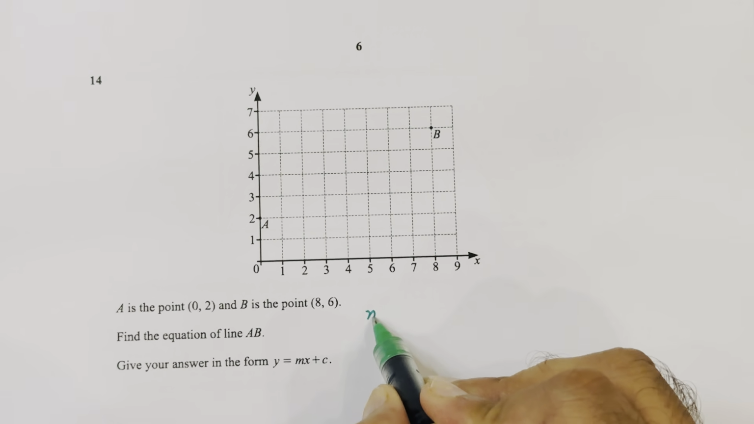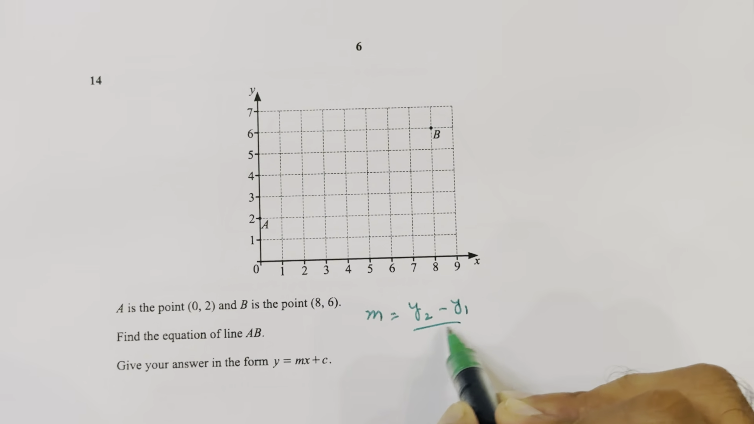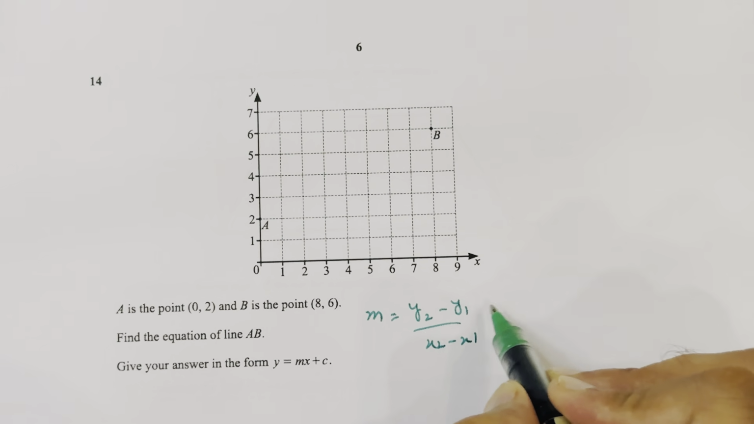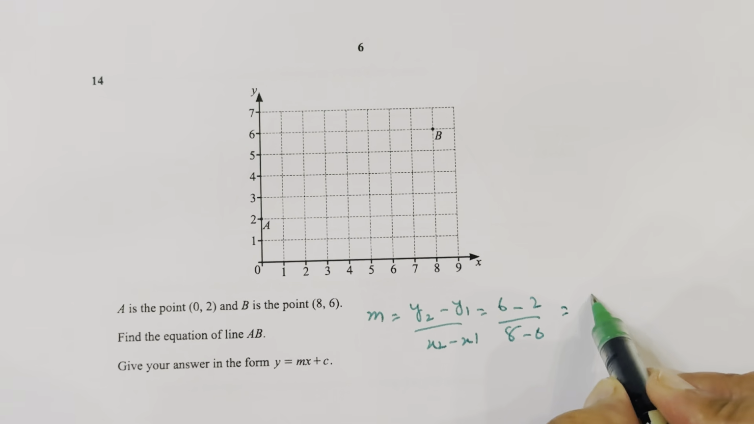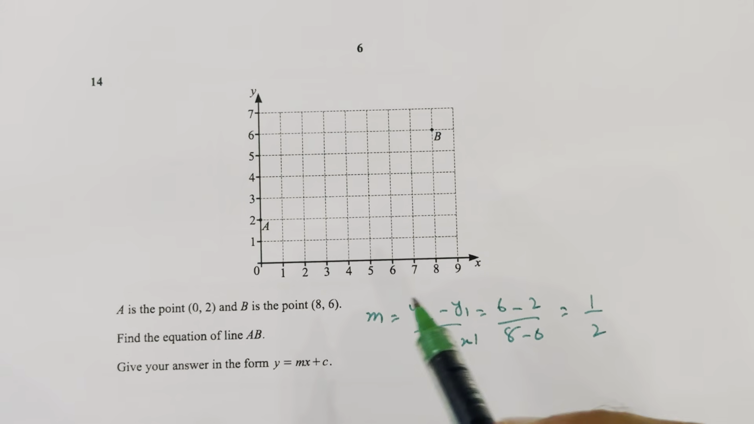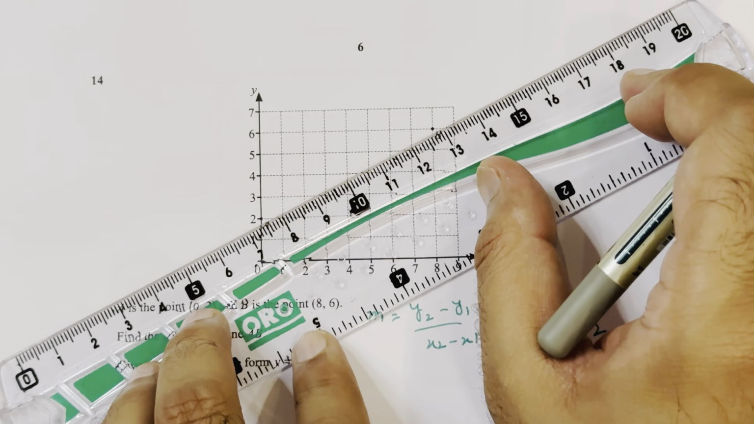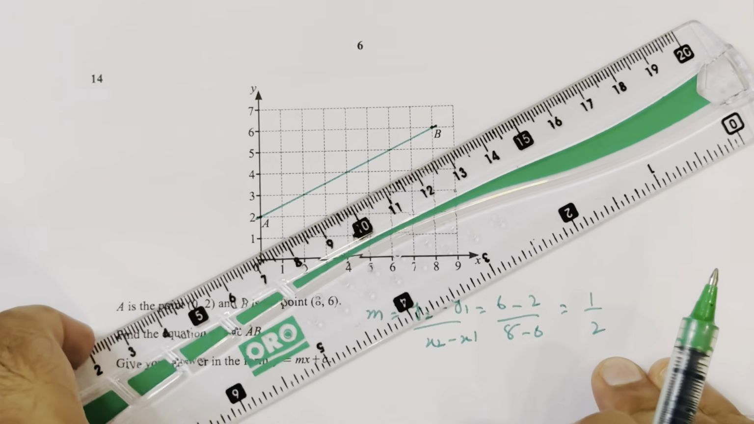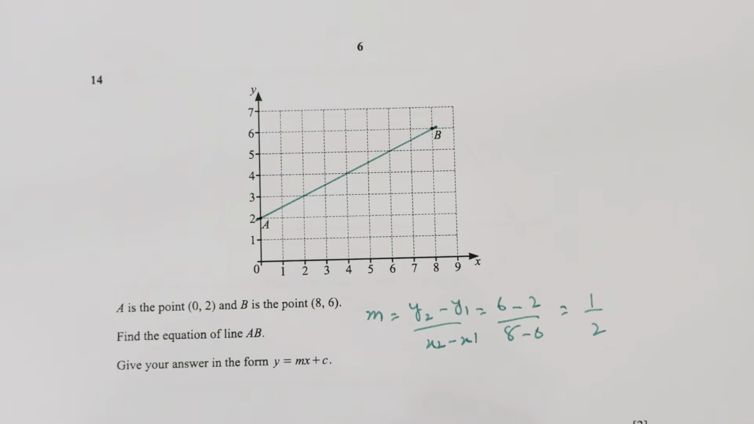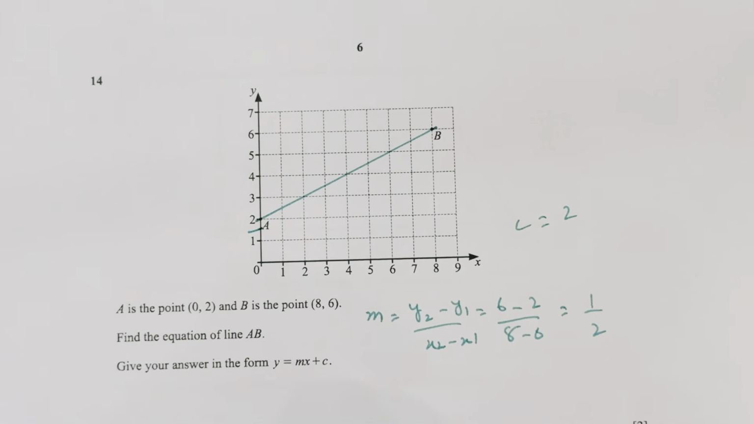First you're going to calculate m, that is equal to y2 minus y1 over x2 minus x1, and the value of y2 minus y1 would be 6 minus 2 and 8 minus 0. It would be 1 by 2. You can join these points A, B like that. Now you can clearly see the y-intercept is equal to 2. c is equal to 2.